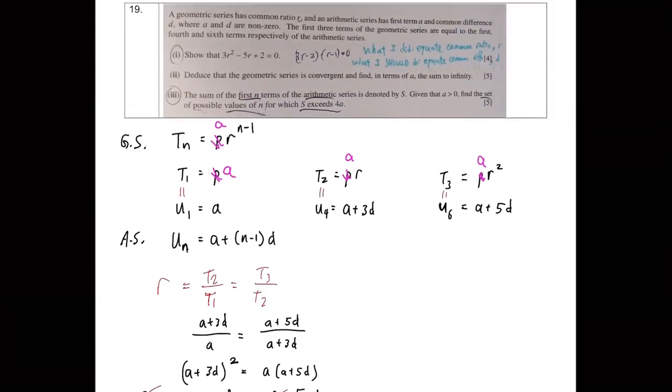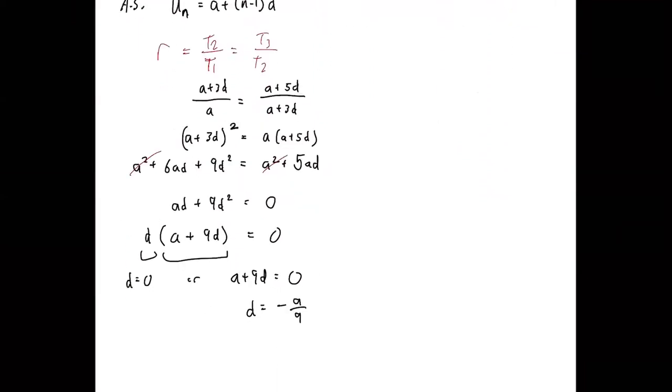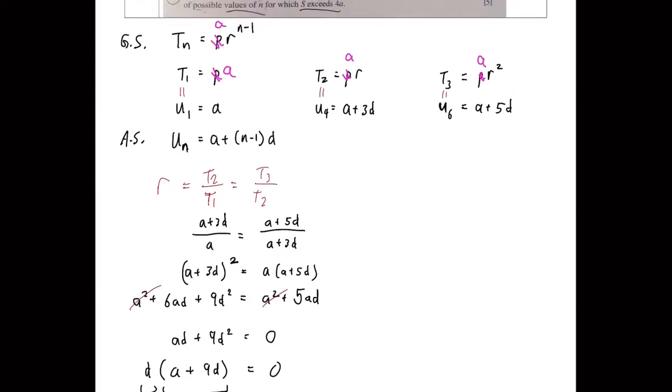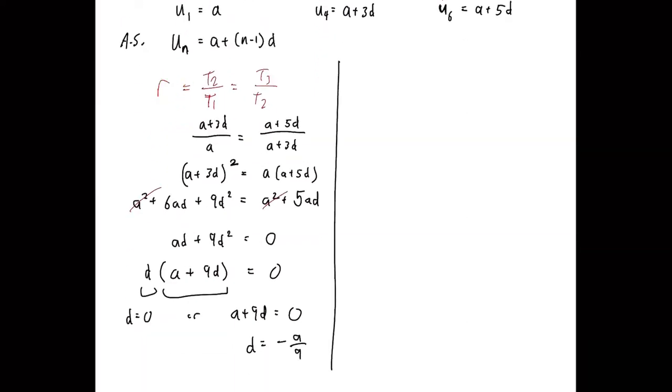Let's continue reading the question. You want to show that 3r squared minus 5r plus 2 equals 0. I got an expression in terms of D and A, but nothing involving R. By equating to the ratio, and then substituting with the expression in terms of the arithmetic sequence, my r disappeared. My equation doesn't involve r. So what do I do now? I have to do it the other way. Instead of equating to the ratio, I should equate to the common difference.